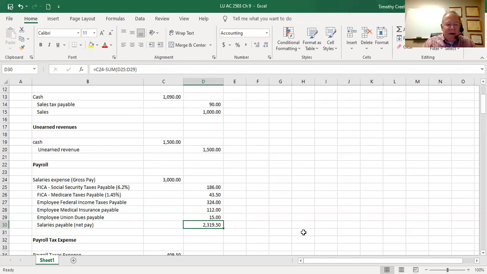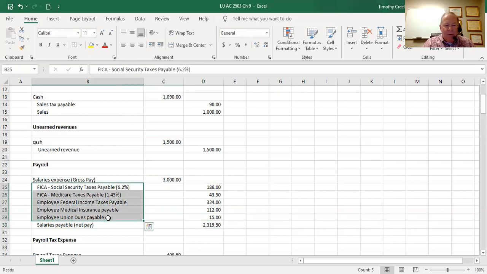Now, notice that in all of these, they're a payable. And so again, the employer is just collecting these and then sending them off whenever they're due. Social Security and Medicare would be collected and then sent off to the Social Security Administration whenever they're due, however often the company has to pay it. Income taxes, medical insurance, and union dues are the same thing: collected and then sent off whenever the company has to pay it.